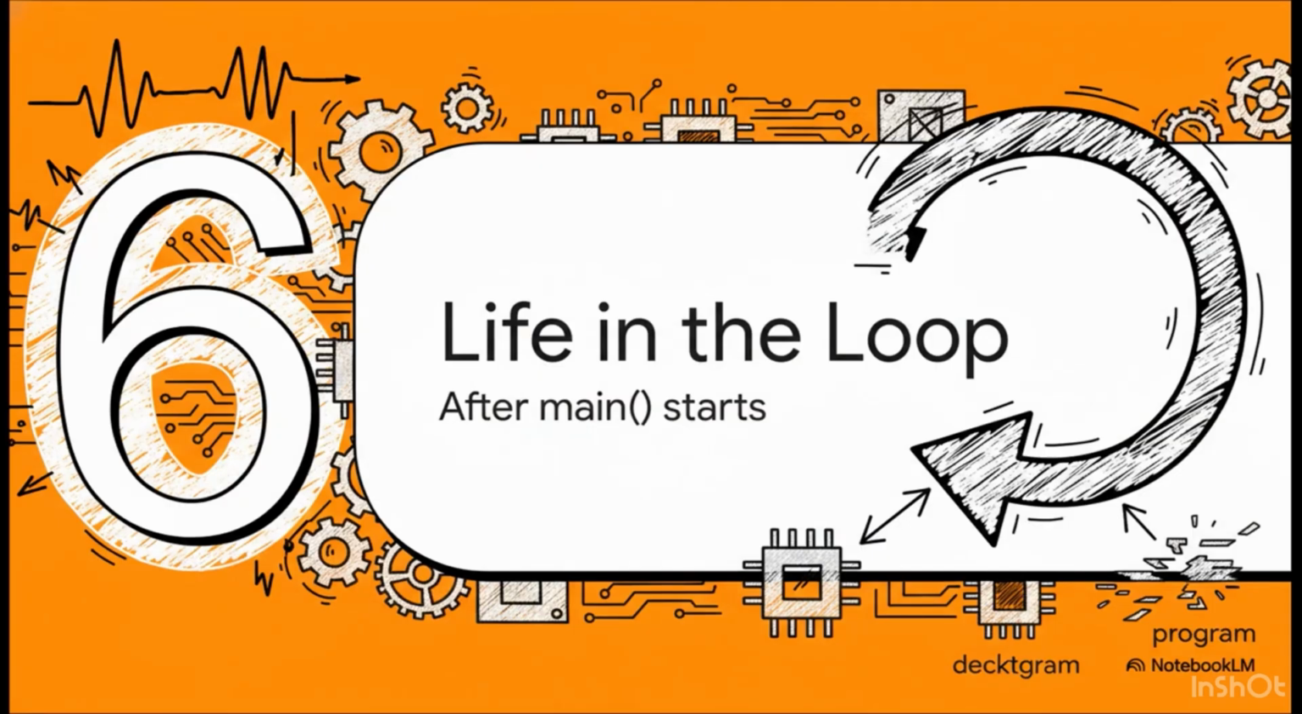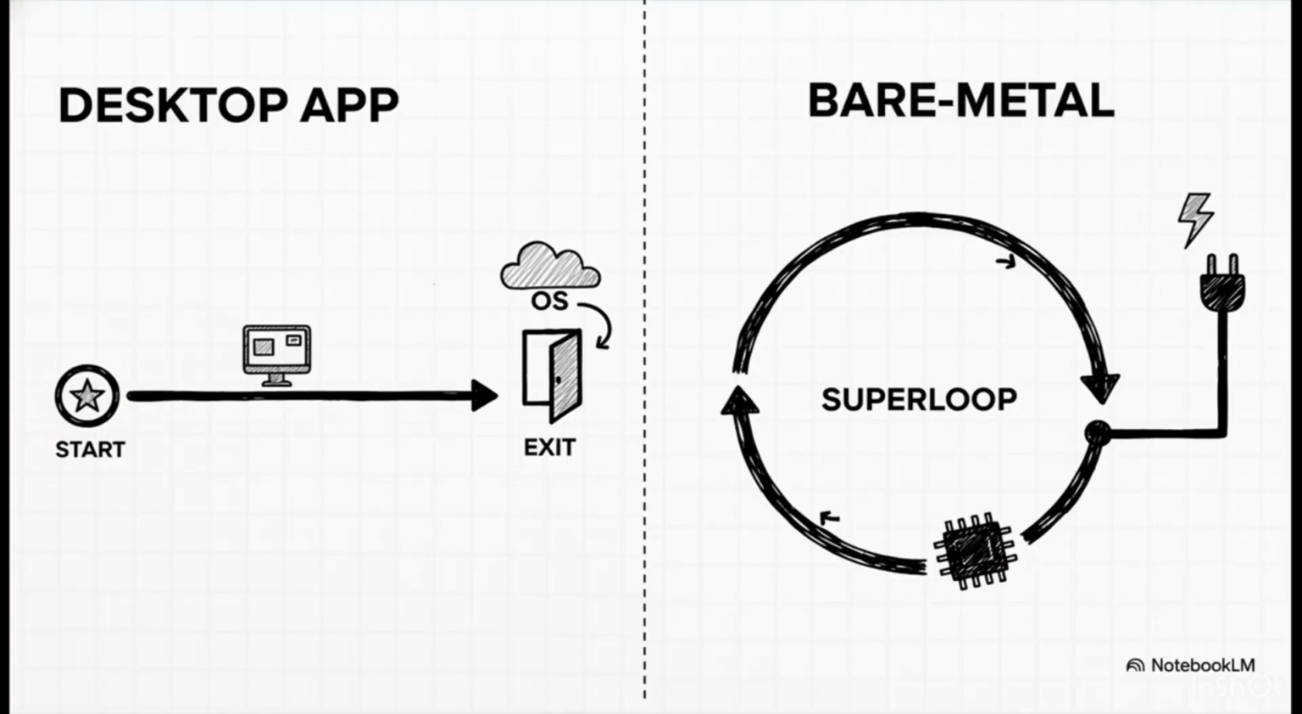So, we finally made it. We've arrived at the main function. But what happens now is totally different from what you'd see in a desktop program. See, a desktop app runs, it does its job, and then it exits. It hands control back to the operating system. But in our world, on a bare metal device, there is no operating system to return to. Your program is the entire system. So the standard way to handle this is to enter an infinite loop, what we often call a super loop. That program will run forever, executing the code inside that loop over and over until you cut the power.